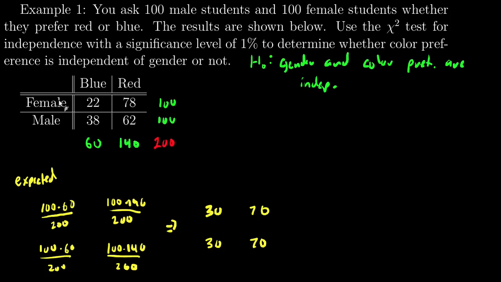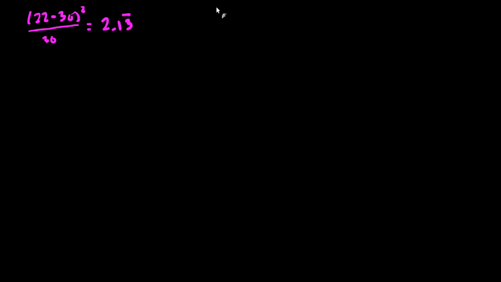Now I go to row 1, column 2, and the actual order you do it in doesn't matter as long as I do all 4 of these elements here. So the observed was 78, the expected was 70, so I will do 78 minus 70 squared divided by 70, and that's going to give me approximately 0.914.